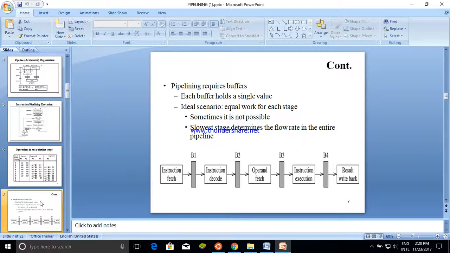So here we are seeing B1, B2, B3 and B4 are the 4 buffers which are required between the 5 blocks: instruction fetch, instruction decode, operand fetch, instruction execution, and result write back. Each buffer holds a single value. The ideal scenario is equal work for each stage, but sometimes that is not possible. The slowest stage determines the flow rate in the entire pipeline.